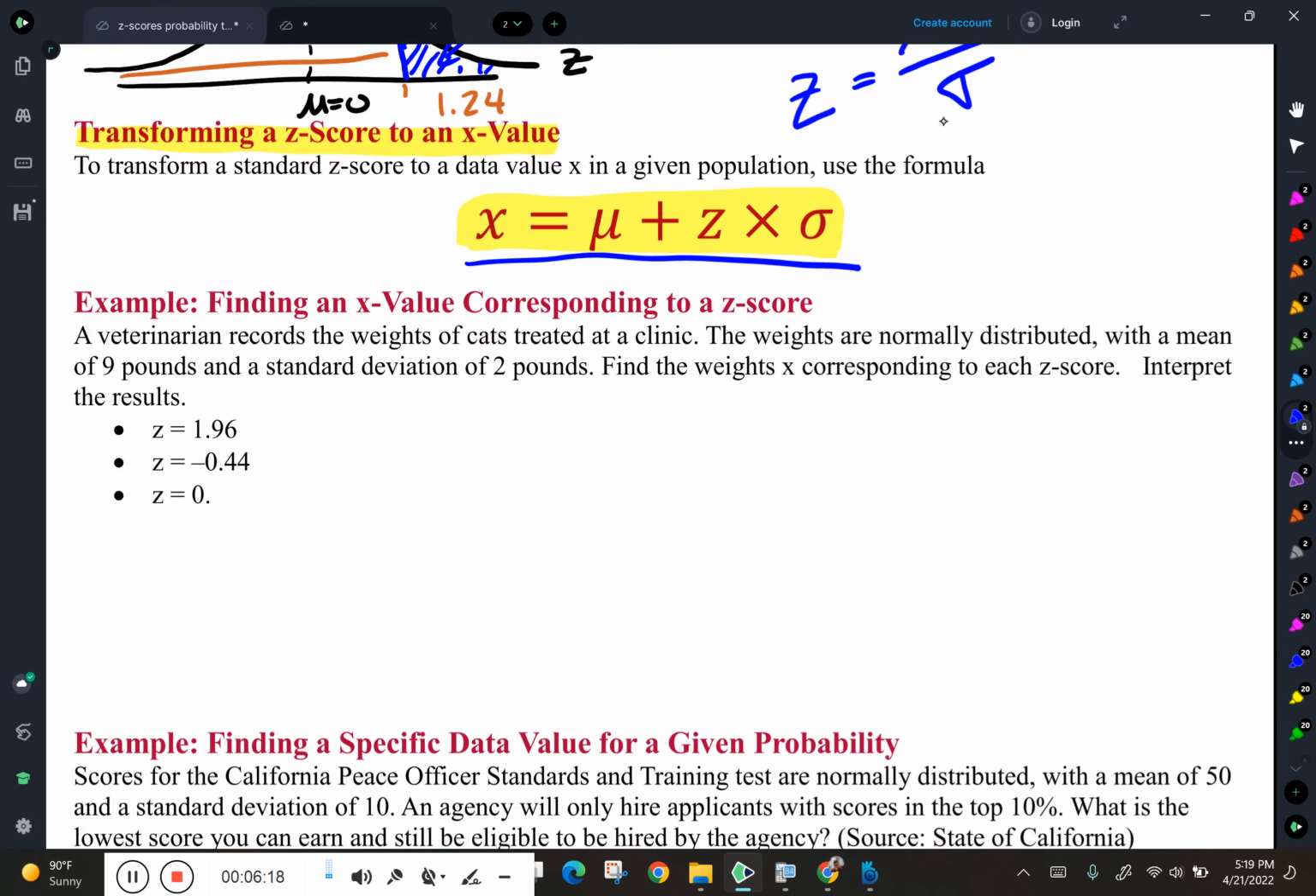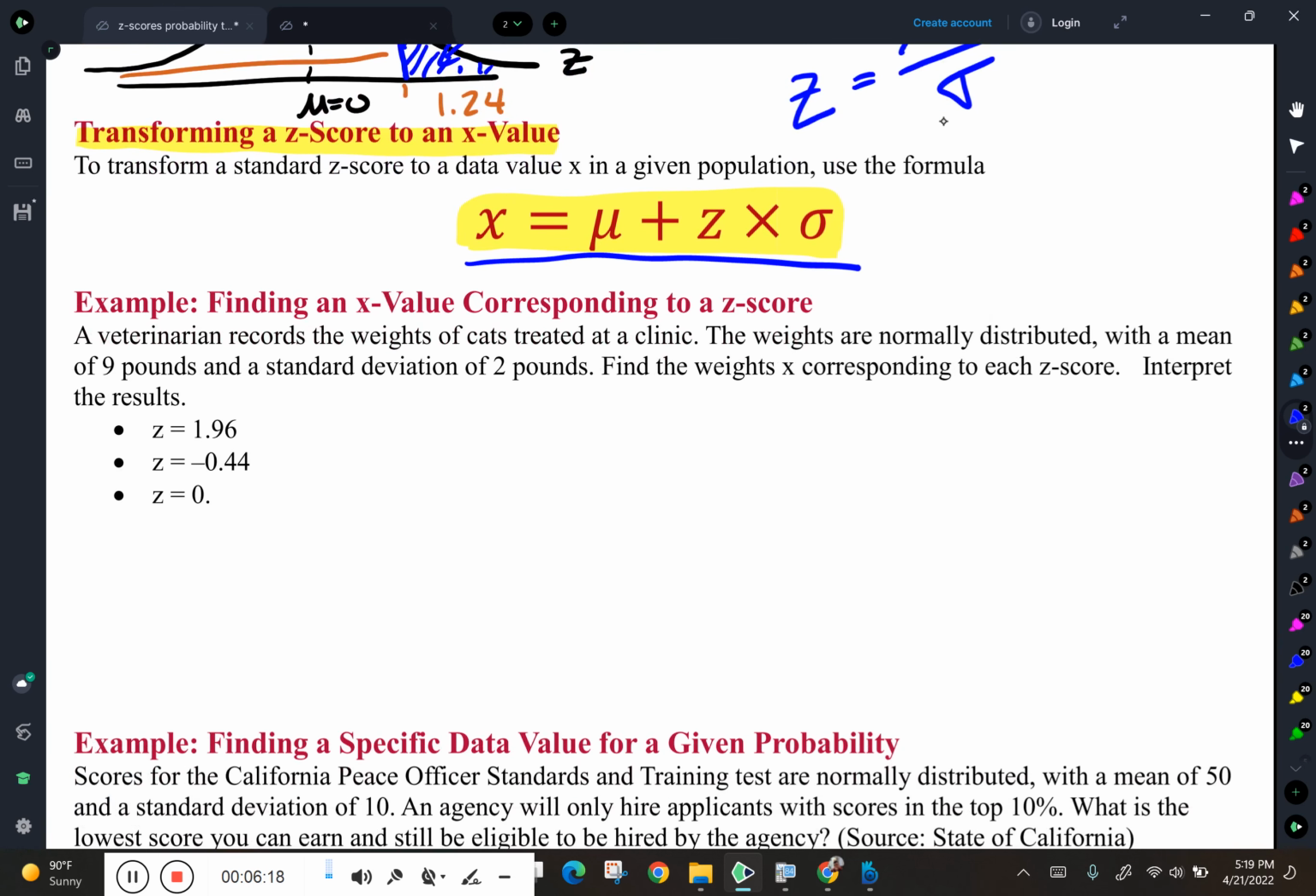The last one they want us to do is, what would a z of 0 mean? If z is 0, what does that mean in terms of x? Well, mean plus z times 2. So a z of 0 means the mean. A z-score of 0 means you're completely average in every way, shape, and form.